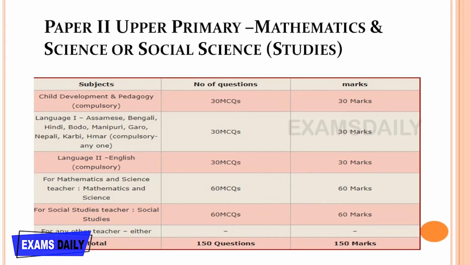And paper 2, that is upper primary mathematics and science or social science, this will also cover child development and pedagogy, that is a compulsory question. So you will have 30 marks, and for language 1 30 marks, and for language 2 also 30 marks. And for mathematics and science teachers, that is mathematics and science, you will have 60 questions and 60 marks. And for social studies teachers, social studies will be asked, and based on that field only the questions will be asked. So 60 MCQs and 60 marks will be given. So for this also totally 150 questions and 150 marks will be given.